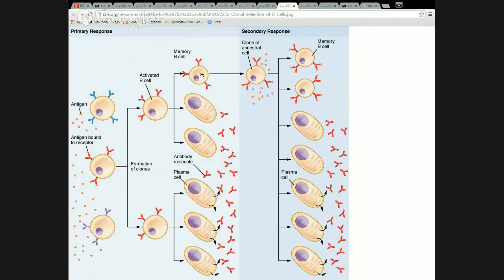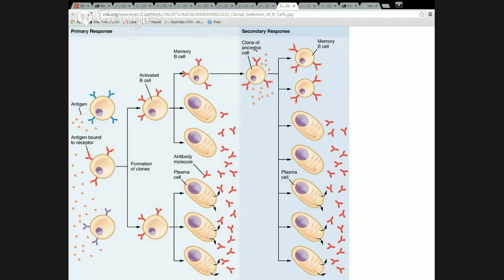That memory B cell is then going to be available to be activated by the same antigen again in the future and differentiate into more memory cells and more plasma cells to respond to a future infection. Okay. It doesn't have to go through this initial activation part back here. It just becomes more memory cells and plasma cells when it's called on.